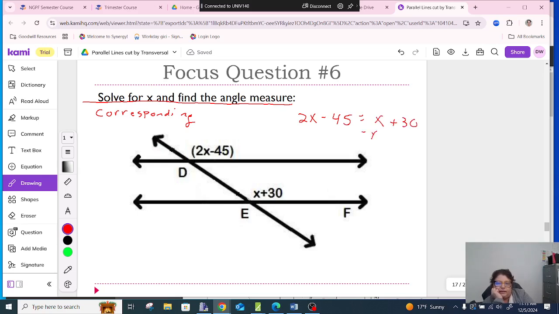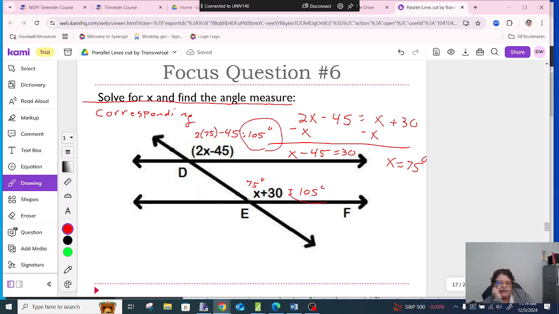So I subtract x, x minus 45 is equal to 30. And then I'm going to add 45, so x is equal to what, 75? And so when I substitute it in, 2 times 75 minus 45 is what? 105? And do I get 105? Is that correct? Yeah. And then do I get 105 here? Yes, I do. If I put 75 plus 30, that also equals 105. Yay!